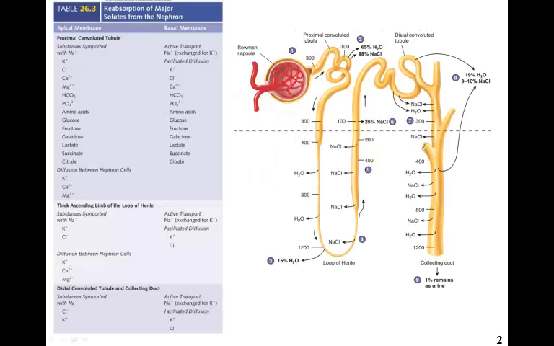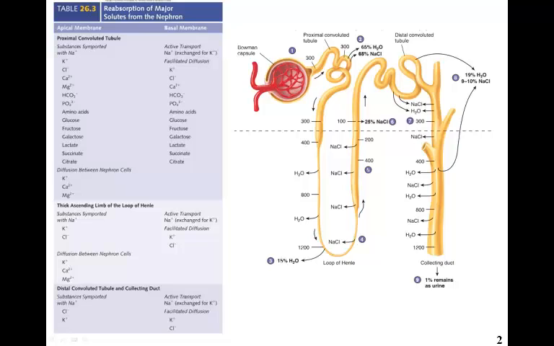So here's a table. This is all the stuff that gets reabsorbed. So almost everything gets reabsorbed, right? To some extent, anyway. And one important thing to know about reabsorption.